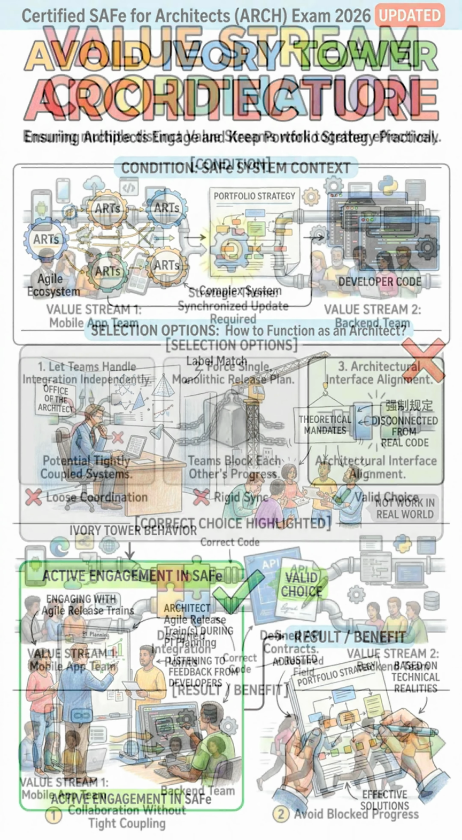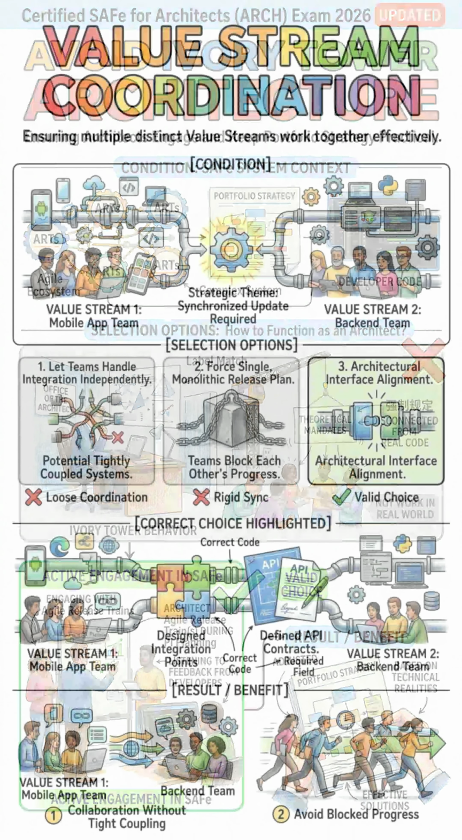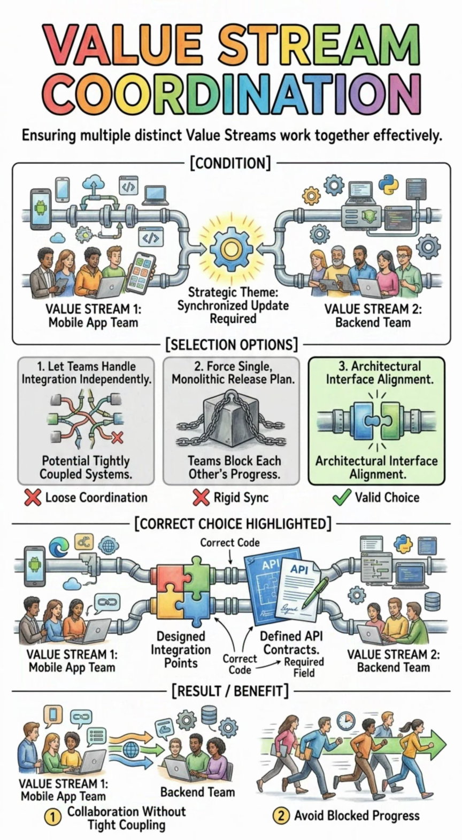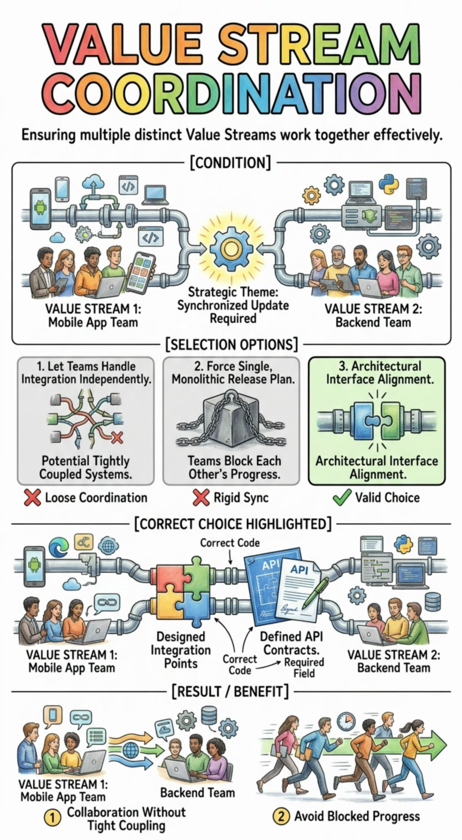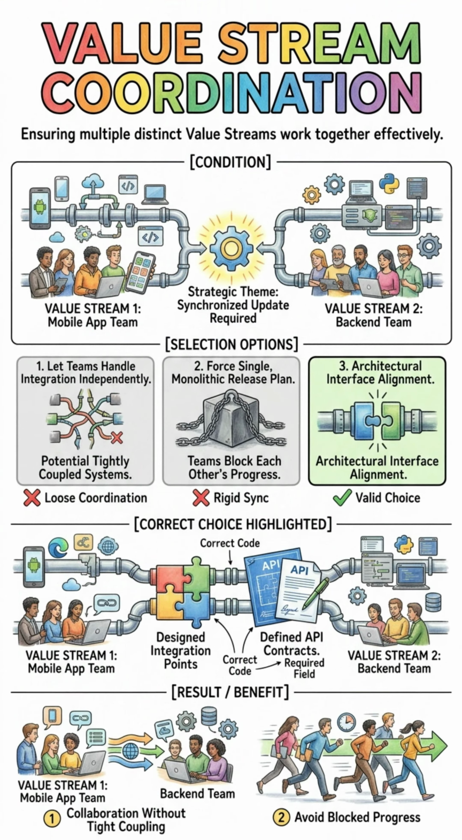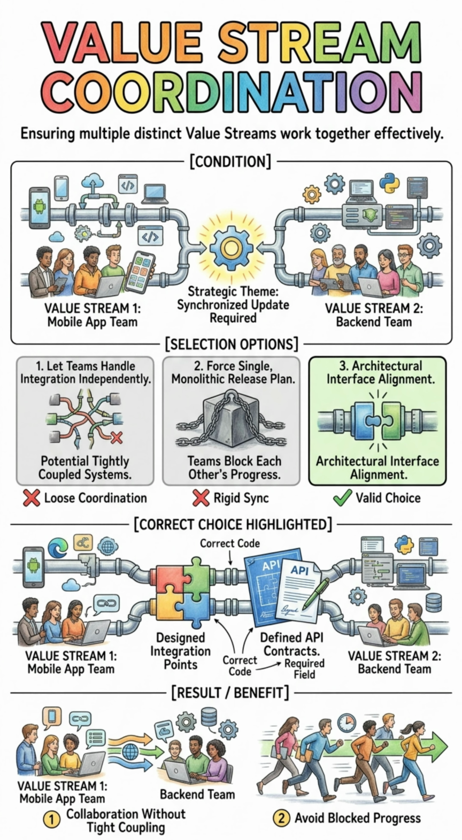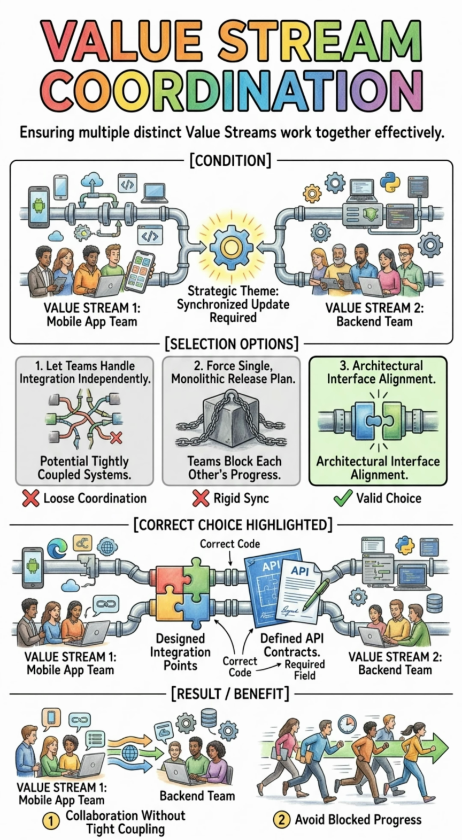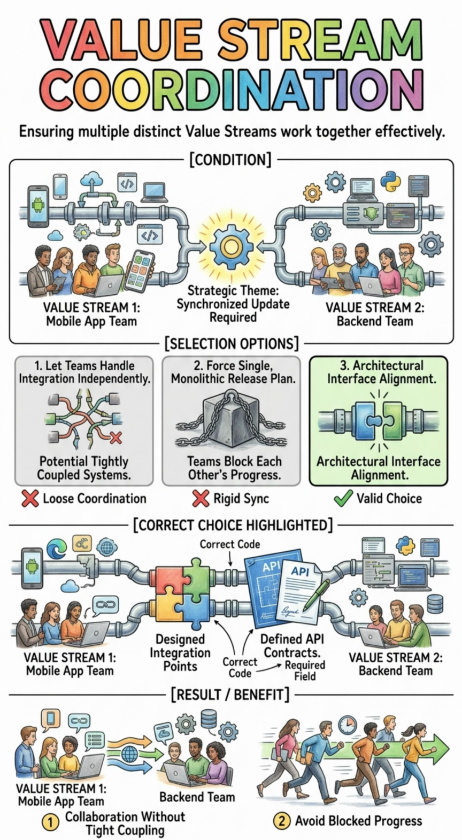When complex systems span across multiple value streams, you are responsible for value stream coordination. If a major strategic theme requires the mobile app team and the main back-end team to release a synchronized update, you must ensure their architectural interfaces are perfectly aligned. You design the integration points and API contracts that allow these separate value streams to collaborate without becoming tightly coupled or blocking each other's progress.